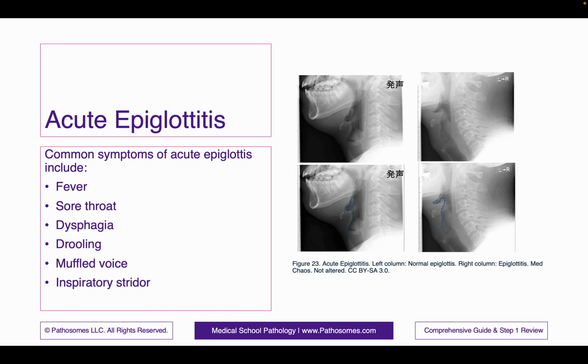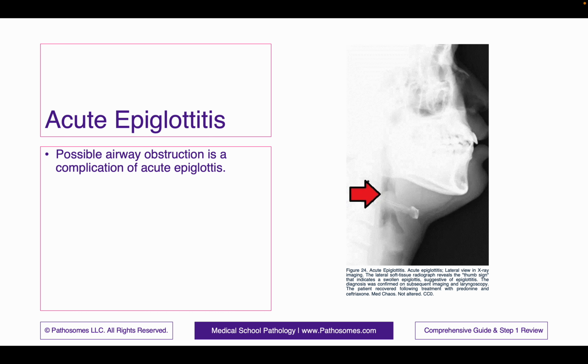Common symptoms of acute epiglottitis include fever, sore throat, dysphagia, drooling, muffled voice, and inspiratory stridor. Acute epiglottitis can possibly lead to an airway obstruction, so that's a potential complication.